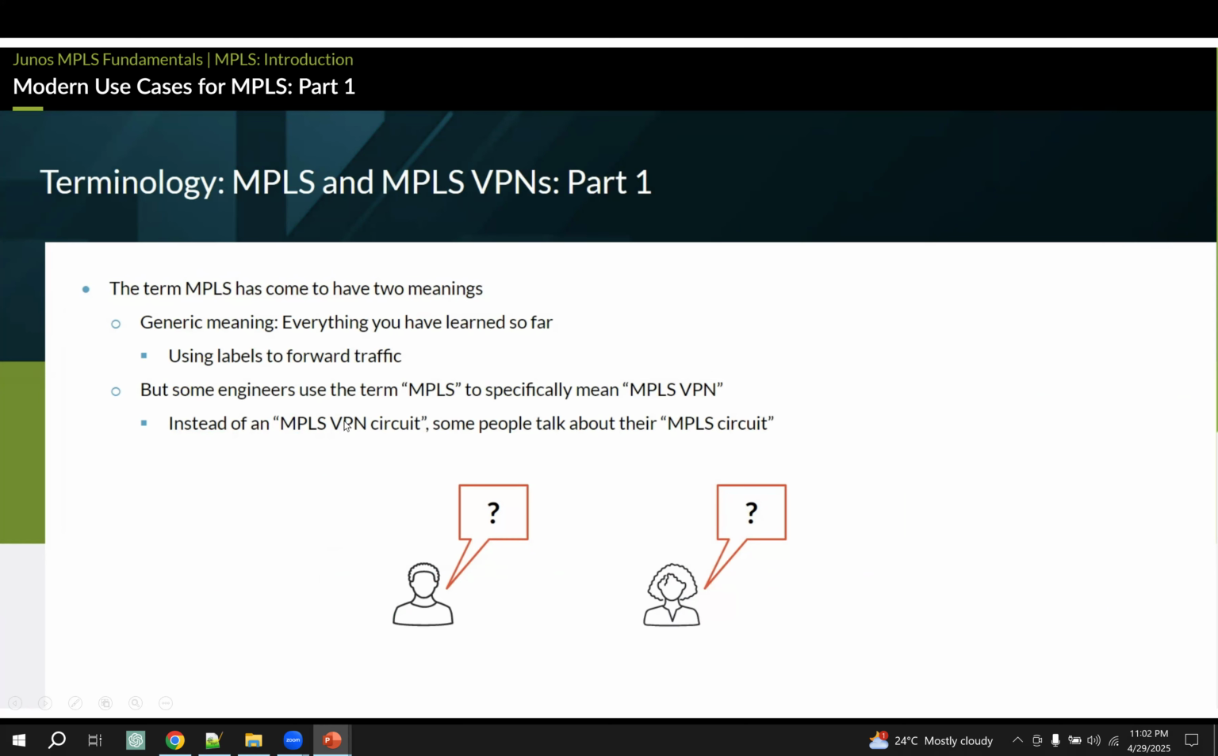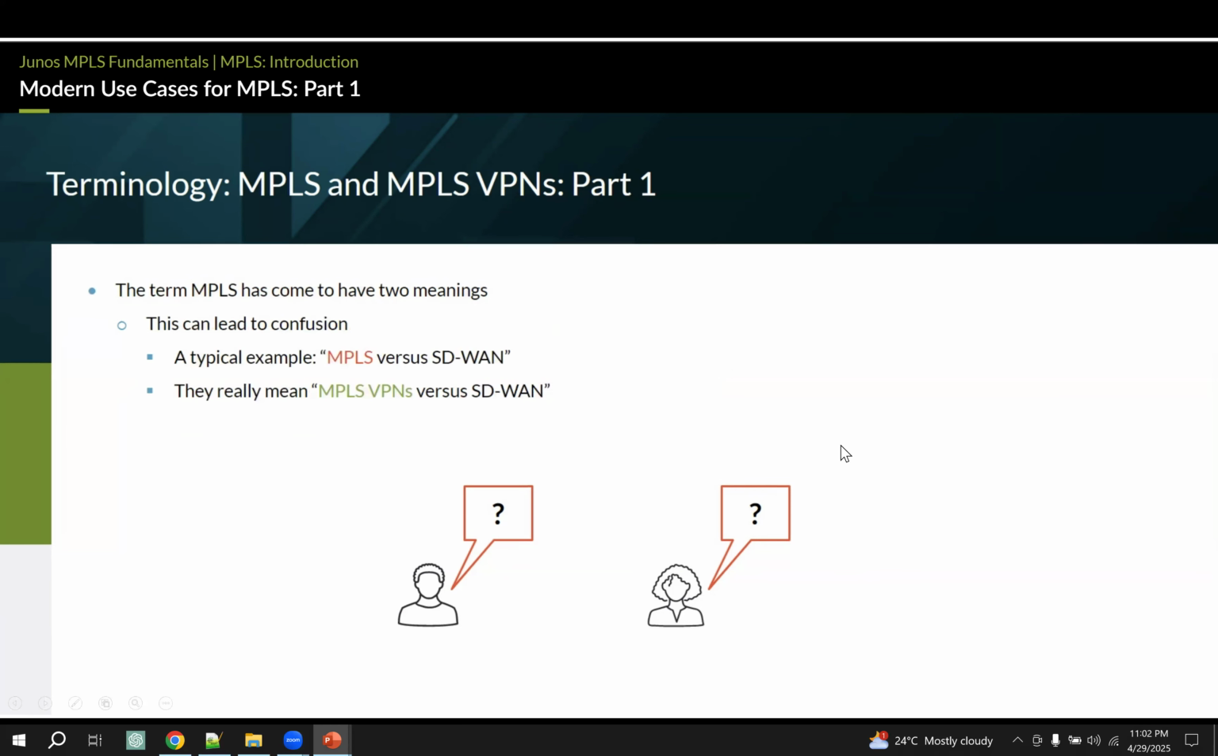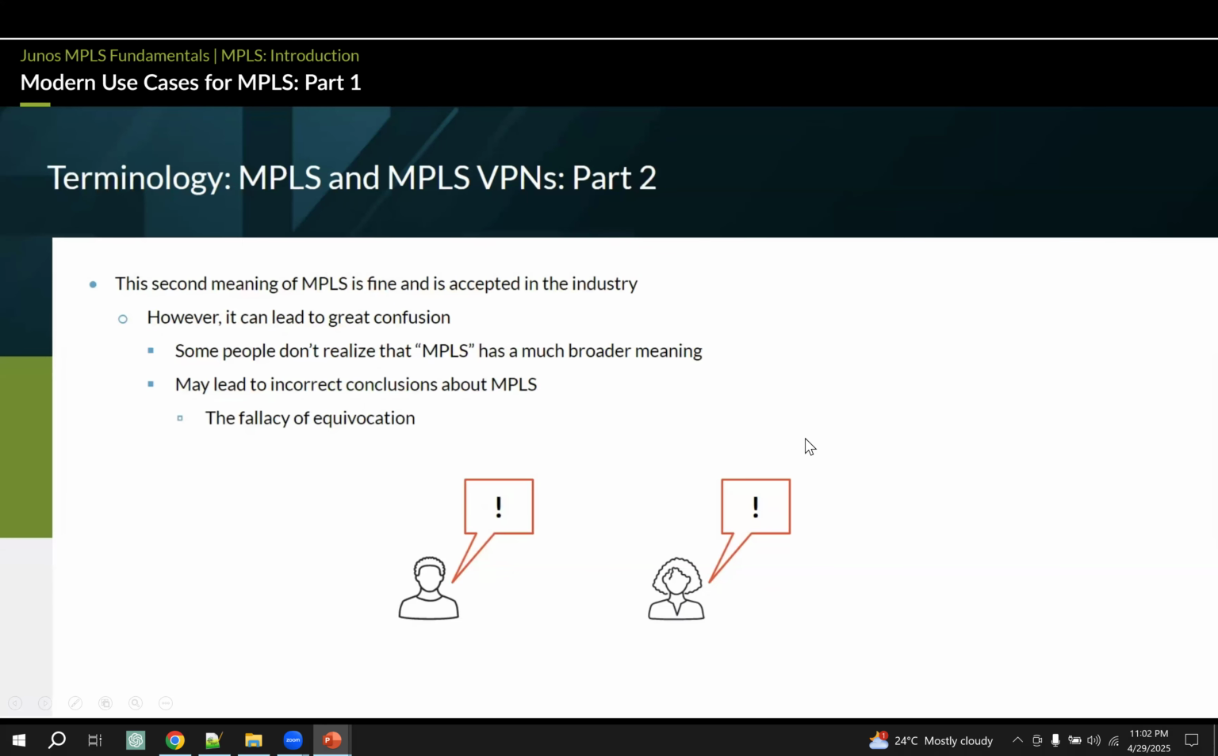So, MPLS and MPLS VPNs. The term MPLS has come to have two meanings. The generic meaning is everything you have learned so far: using labels to forward traffic. Label is very important. But some engineers use the term MPLS to specifically mean MPLS VPN. Some people talk about their MPLS circuit. So someone says MPLS circuit, someone says MPLS VPN, but ultimately it's the same technology.